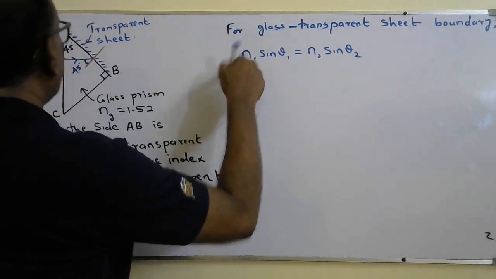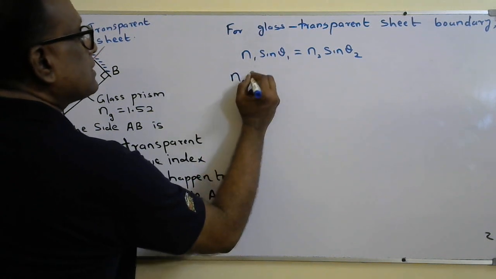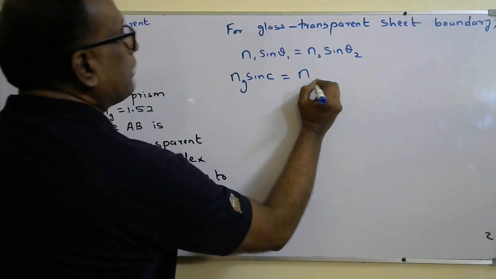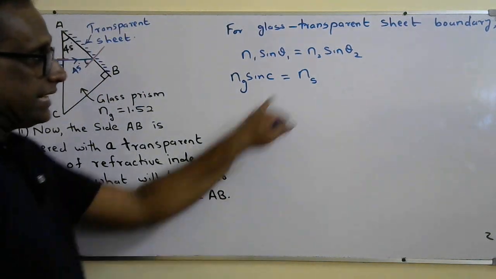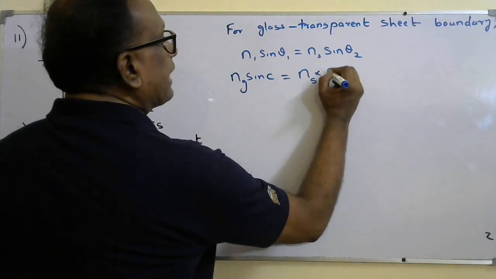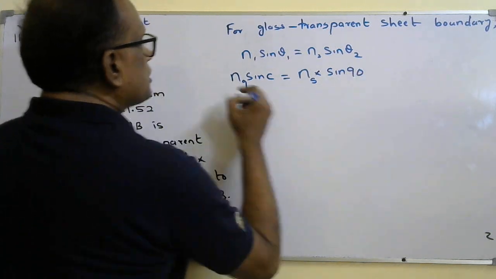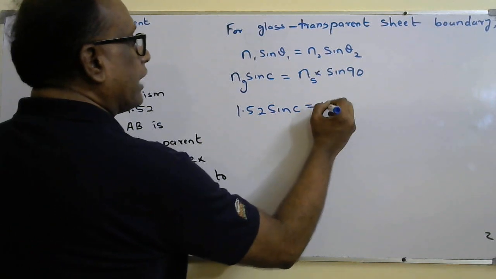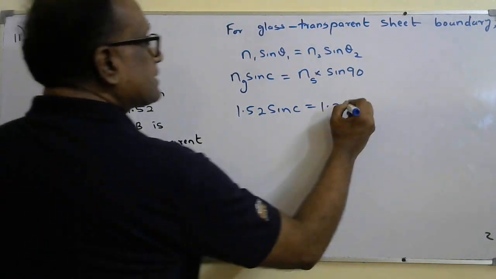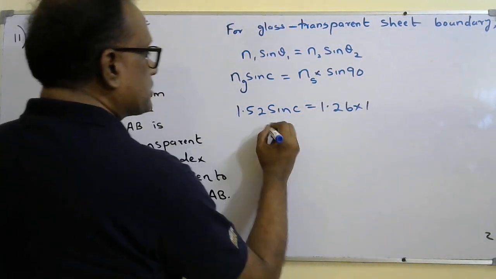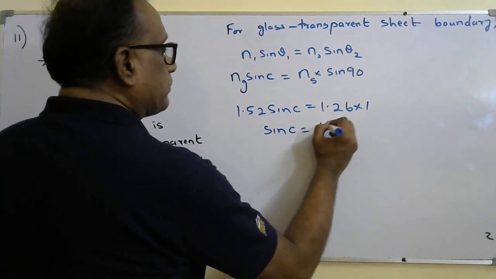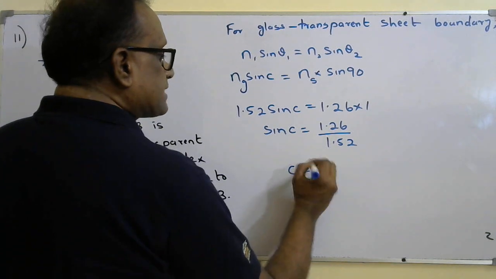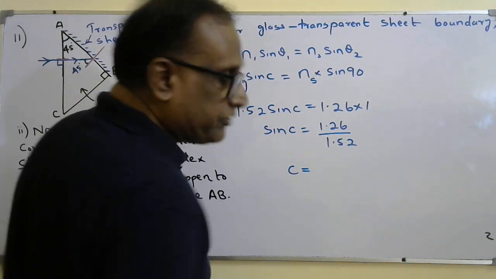So N1 is N glass, sine C is equal to N transparent sheet, N sheet, sine 90. So in glass, 1.52 sine C equals 1.26 times sine 90. So sine C equals 1.26 over 1.52. Find C, take sine inverse, you will get 56 degree.